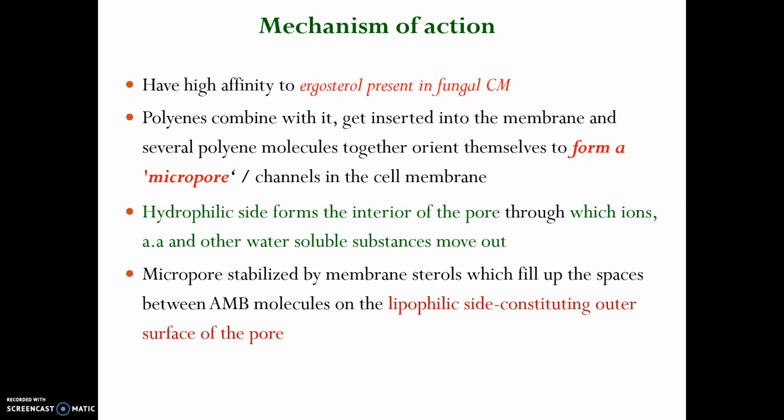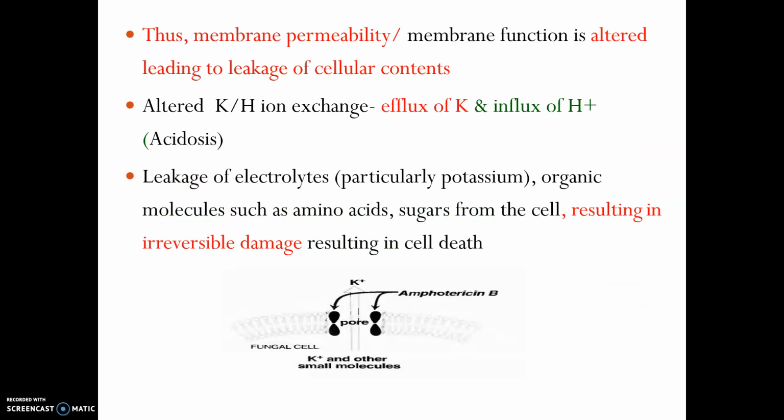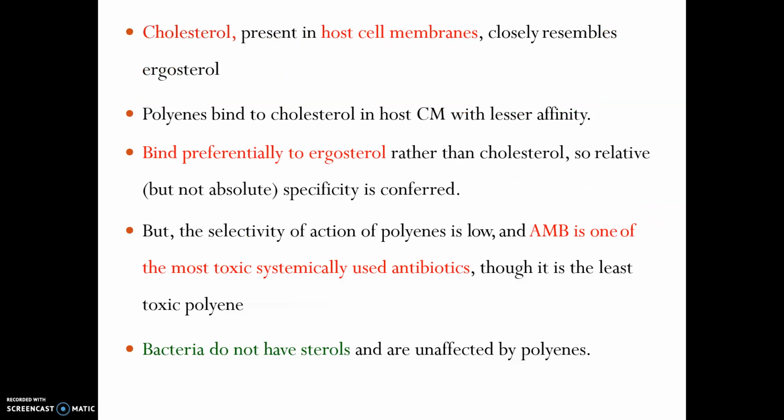Through this micropore, the material inside the cell goes out, so there is destabilization of the cellular ions. Membrane permeability is lost, K plus and H plus ion exchange occurs, and amino acids and sugars from the cell are lost, which leads to irreversible damage resulting in cell death. Cholesterol present in the host cell membrane closely resembles ergosterol. That is the problem with amphotericin B. Sometimes it binds to the cholesterol in the human or animal host cell membrane. Its affinity for cholesterol is very low, but sometimes it can produce systemic toxicity.